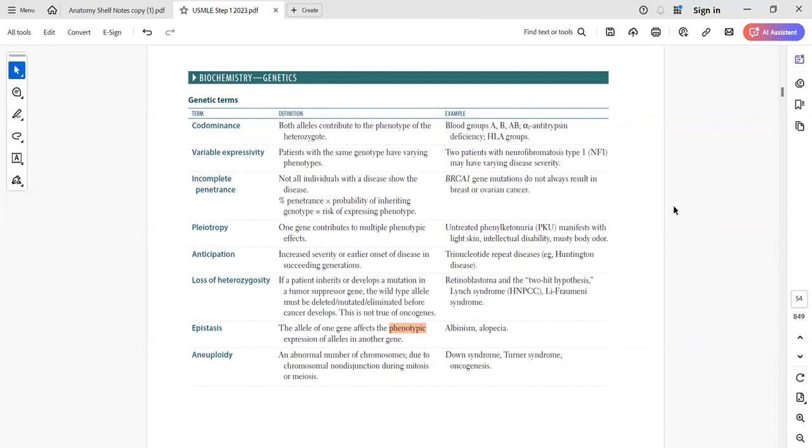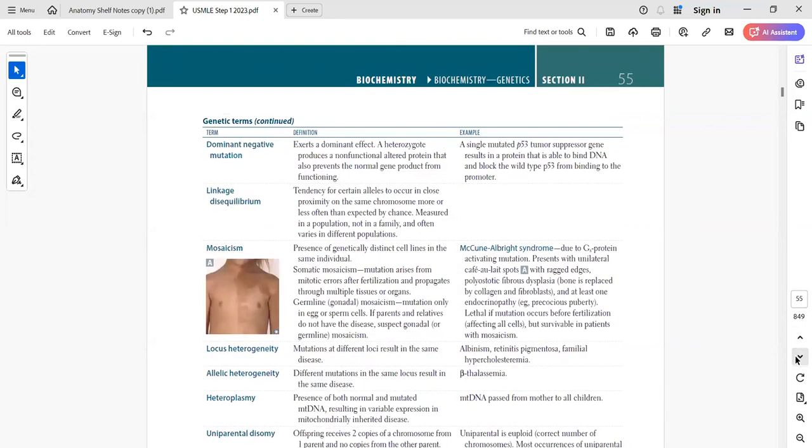Okay, so if you guys are done with the genetic terms and you know what they mean, trust me, you guys are good to go. It's a green light for genetics.